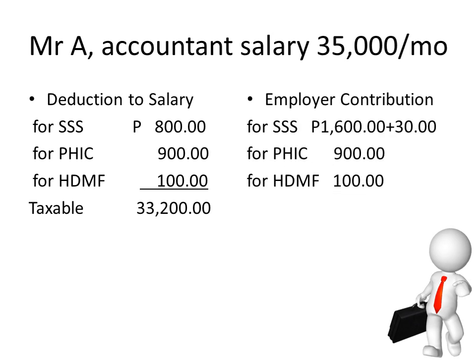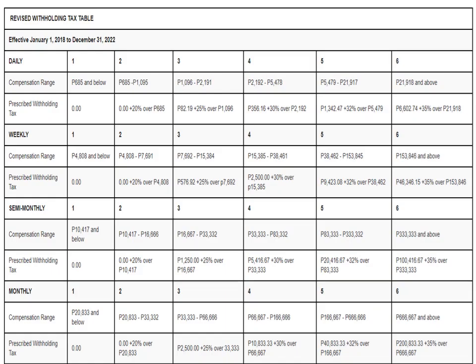So our employer share, the additional salary coming from our employer, would be the SSS 1,600 plus the 30 pesos EC, the PhilHealth 900, and the Home Development Fund 100. Okay? So now for our tax. So this is for the monthly.